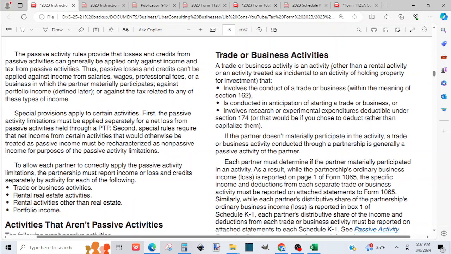is an activity other than rental activity or activity treated as incidental to an activity of holding property for investment that involves the conduct of a trade or business within the meaning of section 162. And if you just type that, section 162, and Google it, you should be able to read about it. So it's conducted in anticipation of starting a trade or business or involving research and so forth.